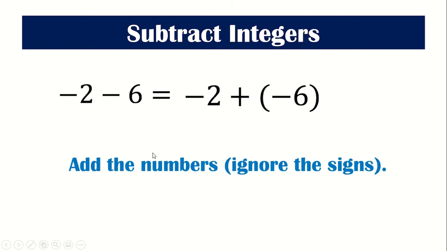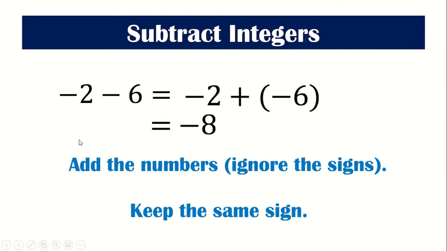First step is to add the numbers, ignoring the signs. So 2 plus 6 is 8. And then keep the same sign. Both are negative, so that means our final answer is negative 8.